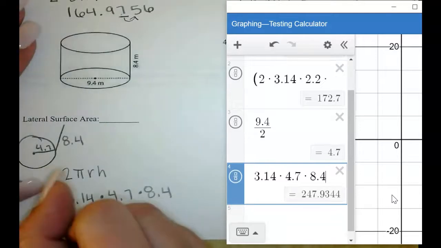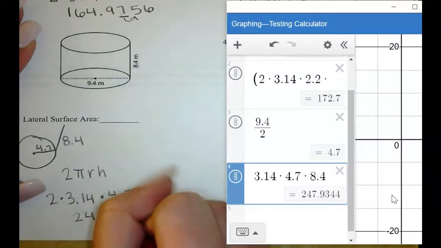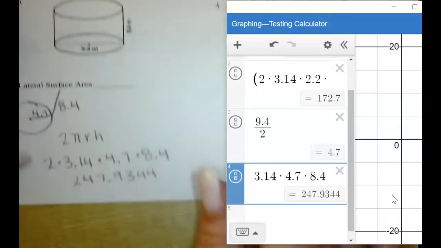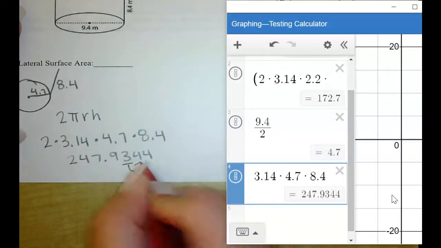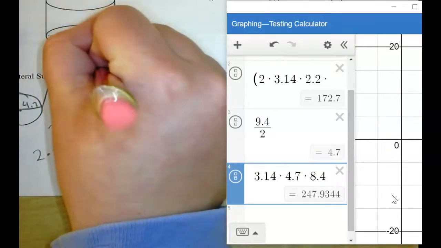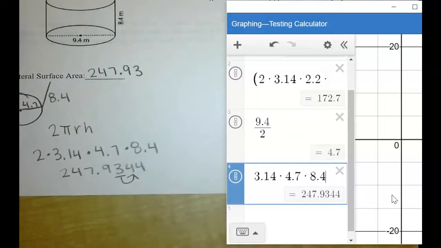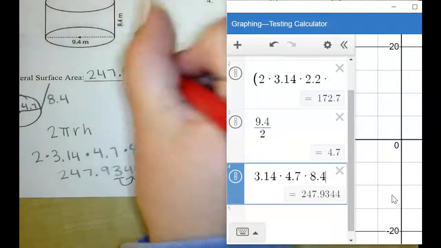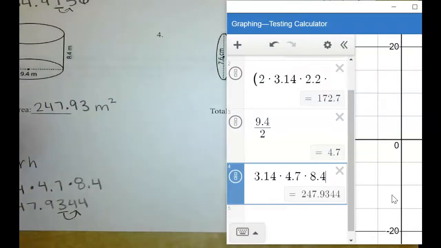You should get 247.9344. Remember, we're rounding to 2 decimal places, so the 3 look to the right. The 4 tells the 3 to stay the same, so it's 247.93. Okay? Oh, and then for units, it's meters squared. All right, let's look at the next one.